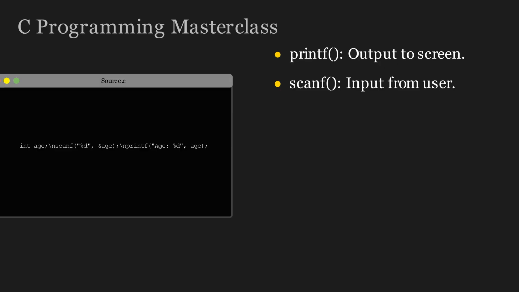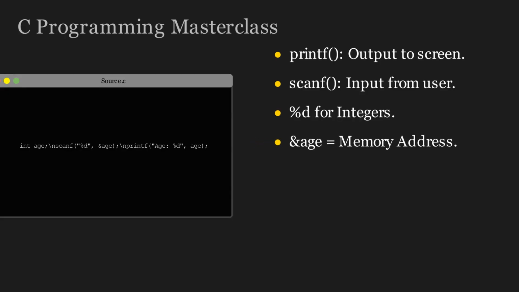We declare an integer x. Then we ask the user to enter a number. Then we call scanf. The first argument is the format specifier, %d, meaning we expect an integer. The second argument is tricky. We write &x. The ampersand symbol means address of. We are telling scanf, go to the memory address of variable x, and store the user's input there. If you forget the ampersand, your program will likely crash because scanf won't know where to put the data.